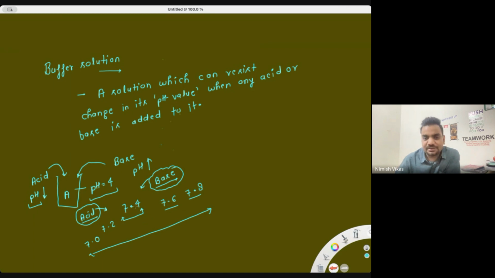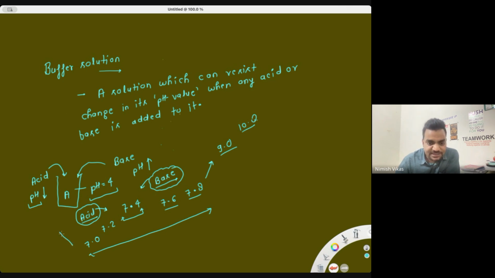Again, let me mention it. Every buffer has a buffer capacity. So if you are adding too much base or too much acid, then this buffer solution will not be able to protect its pH. Then it will also change drastically. Suppose you keep on adding base, and suddenly you will see a jump from 7.8, suppose it directly became 9.0, 10. So after a certain amount, its pH will also increase drastically.